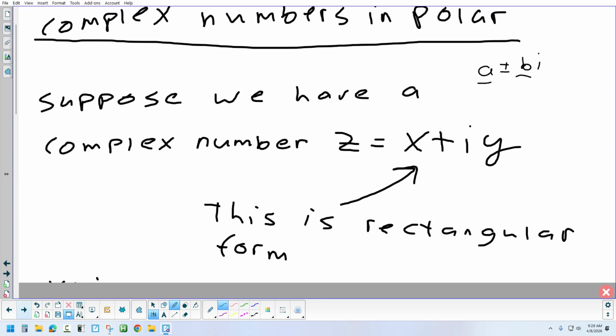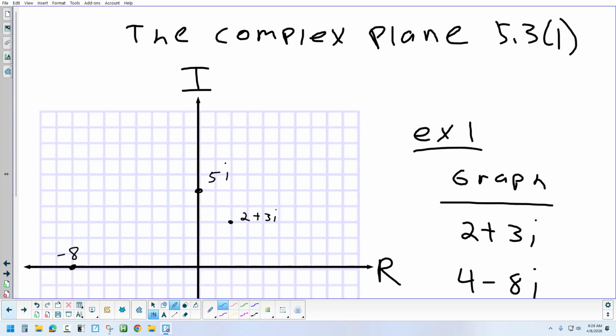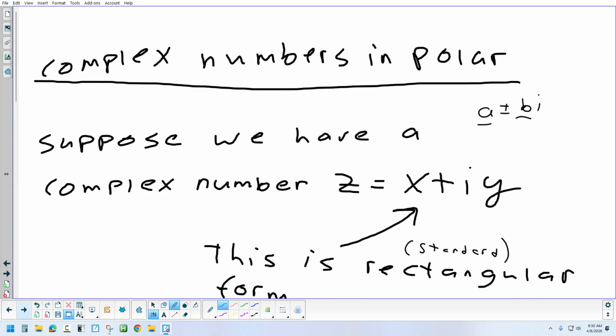That is what we call rectangular, or you can also call standard. Might have used both words. The X is telling you how far to move left and right, and the Y is telling you how far to move up and down. So just look at a previous one we just did, 2 plus 3i. This is telling you left and right movement, in this case 2 right. This is telling you vertical movement, 3 up. When your directions are left, right, up, down, that is on a grid like this. That's rectangular or standard form.